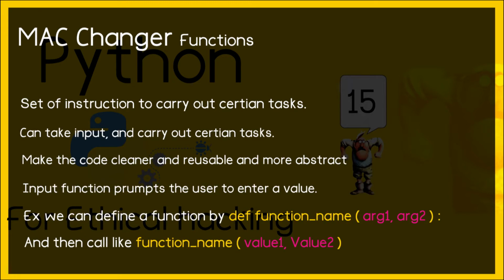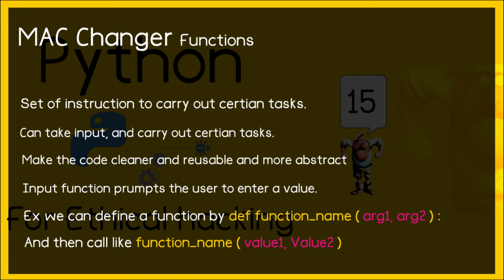So what is a function? A function is a set of instructions that carries out certain tasks and that can take an input and return a result. Why do we even make functions? We make functions in order to make our code cleaner, reusable, and more abstract. We also use functions when we are willing to scale a project or make our code readable and proper. As previously discussed, input was a function that prompted a user to enter a value and then returned or stored that value in the variable specified.